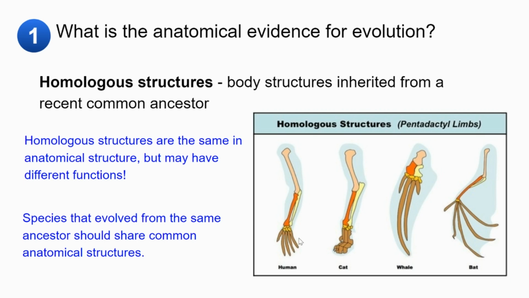So, if species evolved from the same ancestor, that ancestor should have passed on the same anatomical features to the descendants. And so, if the human, cat, whale, and bat all descended from the same common ancestor, it makes sense why they all possess the same arm bones connected in the same pattern.